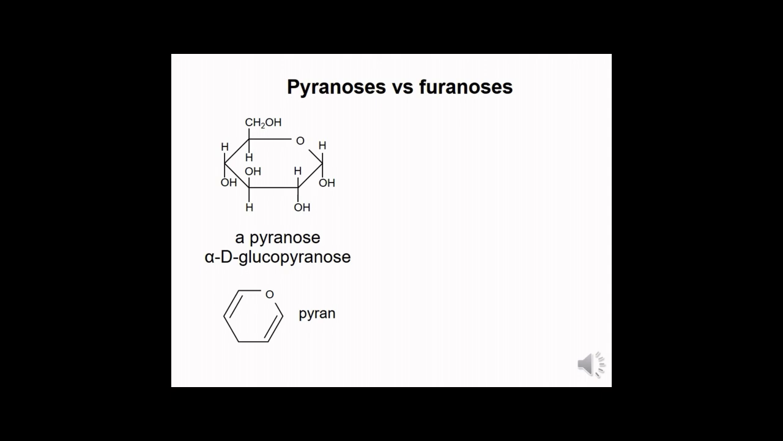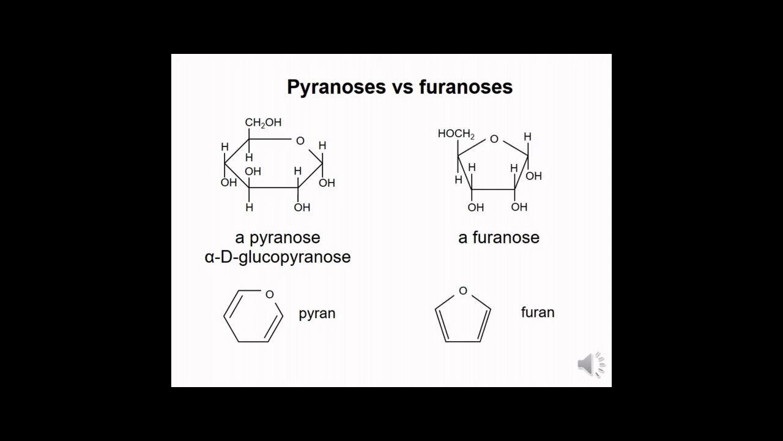5-membered monosaccharide rings, such as ribose, resemble the molecule furan and are called furanoses. So, in its cyclic structure, ribose could be referred to as alpha-D-ribofuranose.